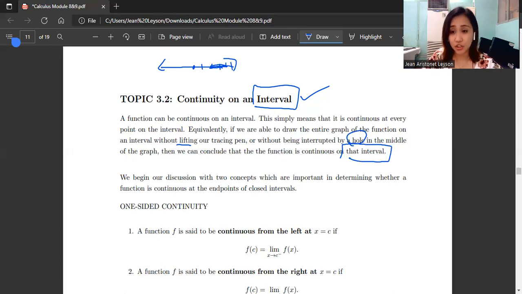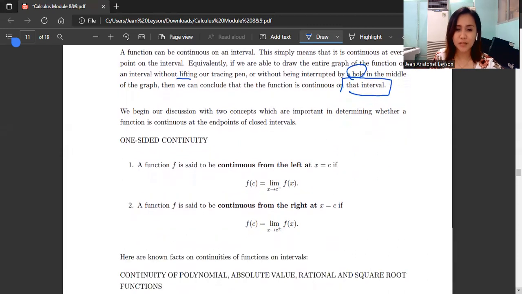So we begin our discussion with two concepts which are important in determining whether a function is continuous at the endpoints of closed intervals. So for one-sided continuity, a function f is said to be continuous from the left at x equal to c if f of c, if you evaluate the function at c, is equal to the limit of the function as x approaches c from the left. So again, if you have the negative sign right here, that means that's from the left side.